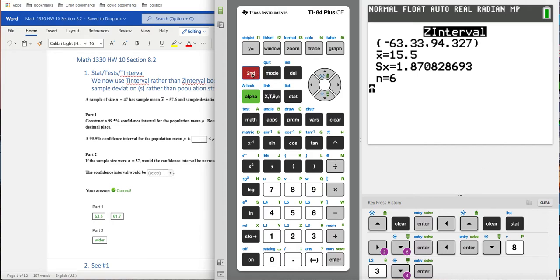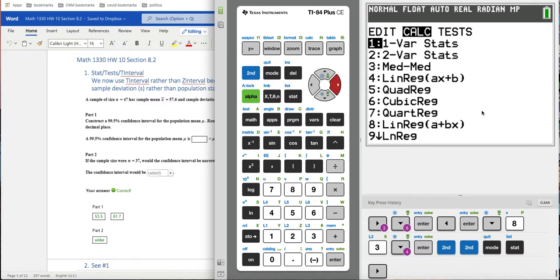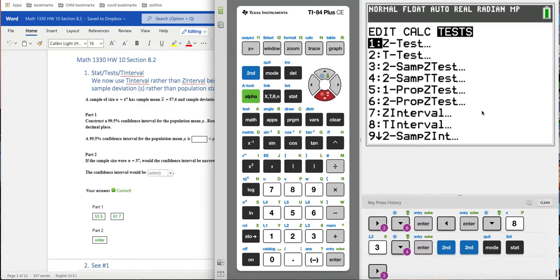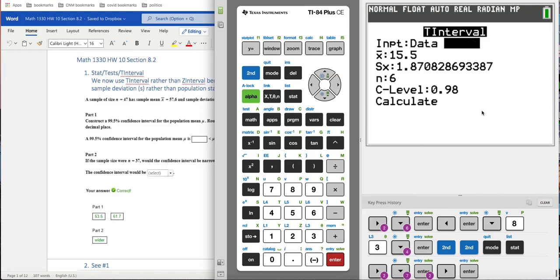So for all of them, it's going to be just like... oops, not a second there. Oh, how do I get out of that? Quit. That'll work. Stat tests, and now we're going to do t interval. And the input for these at the beginning is going to be stats. Later it'll be data, and it's kind of the same thing as before.